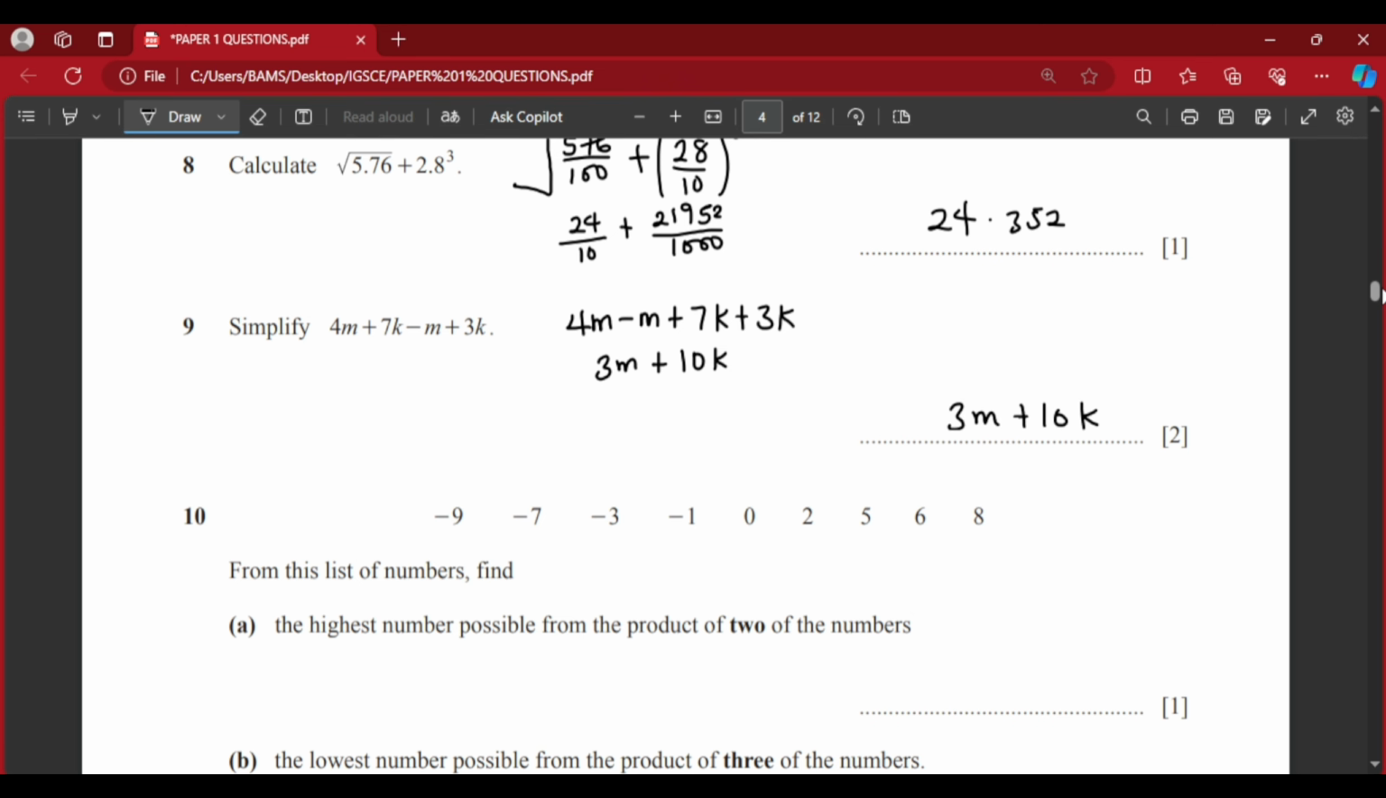Easy, right? Okay, so let's check out question 10.